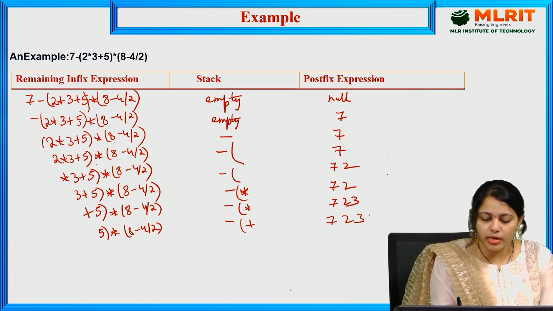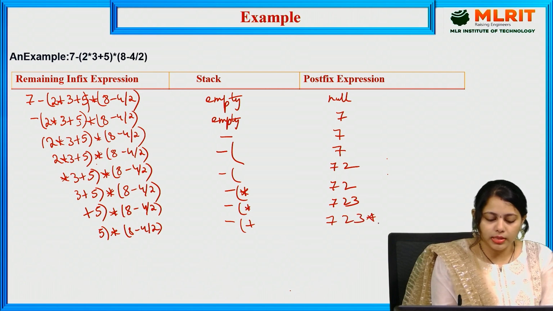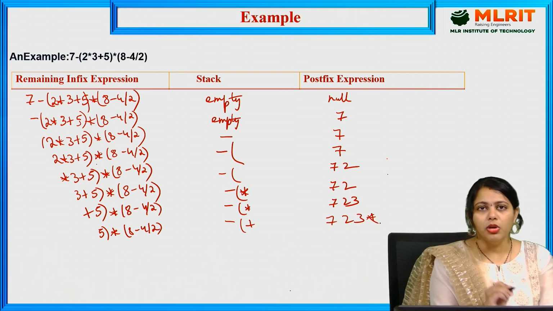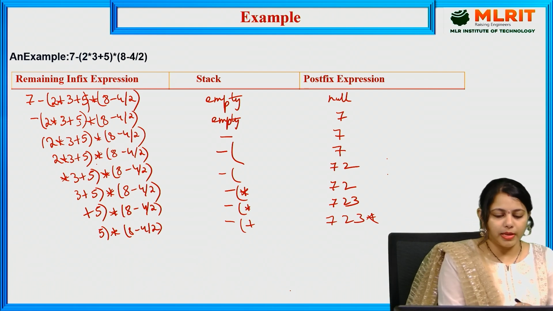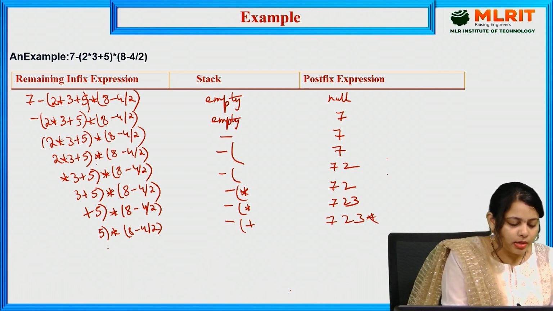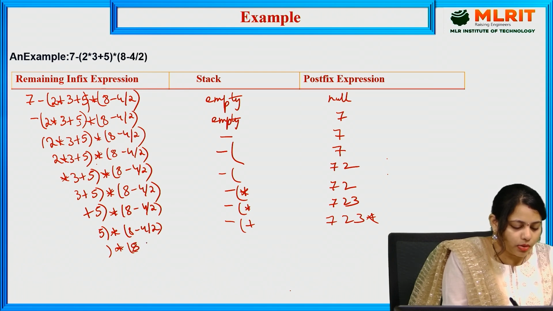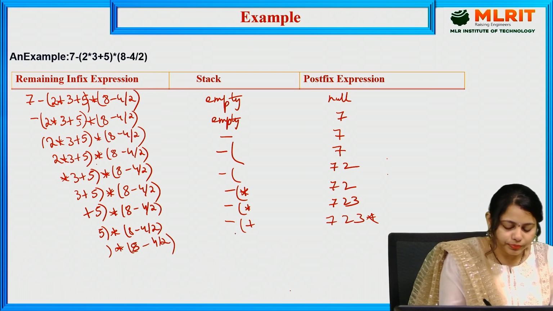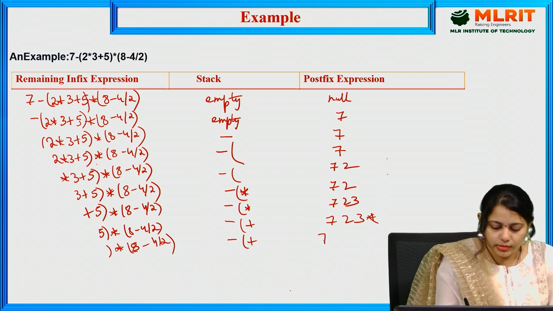So we are going to get 7 2 3 star. The star symbol has been popped out from the stack, so plus is on the top of the stack. The next incoming symbol is an operand, so we are going to have 7 2 3 star 5.